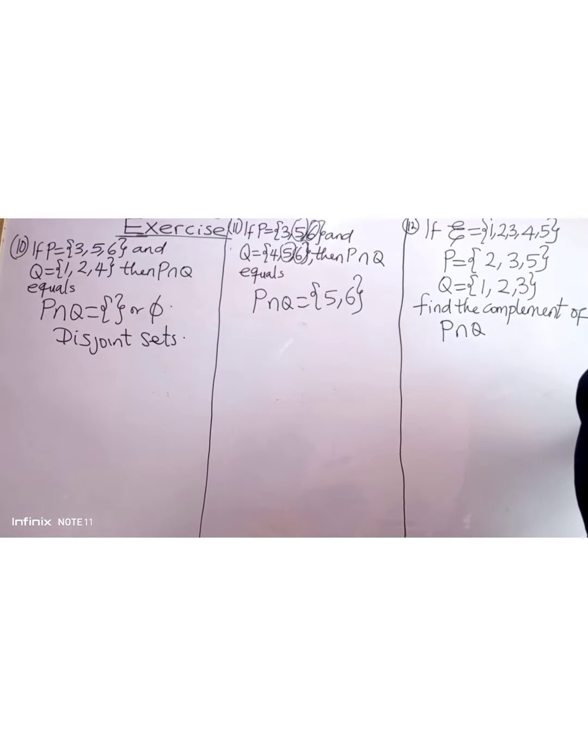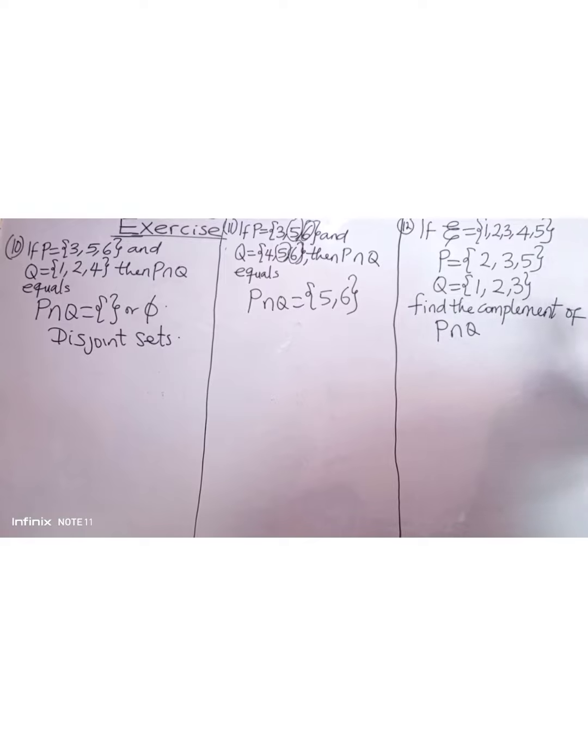Now, number 12. If universal set is equal to 1, 2, 3, 4, and 5.